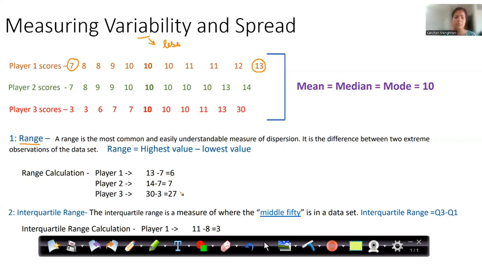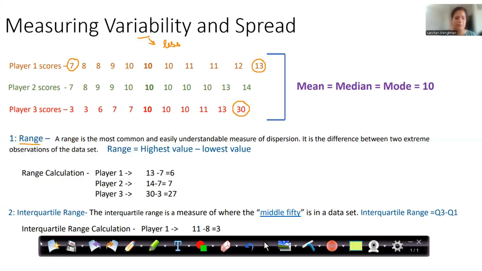Now, if you see, player one and player two are pretty close. For player three, the difference is huge. Why? Because there's an outlier. This 30 is very different from the majority of the scores scored by player three. So when you have certain outliers, range might not give you a correct picture. There could be other ways to do it.